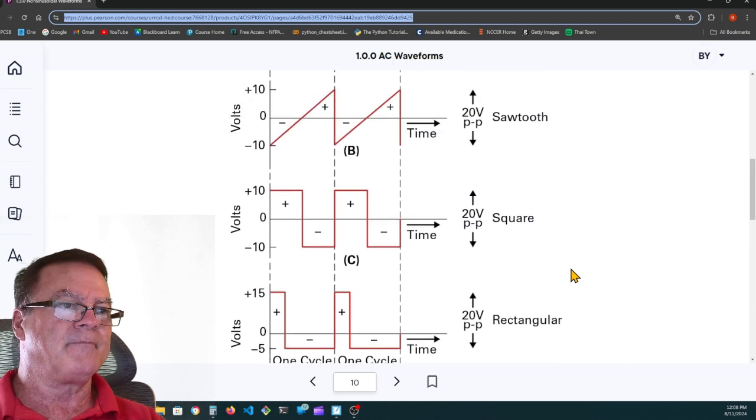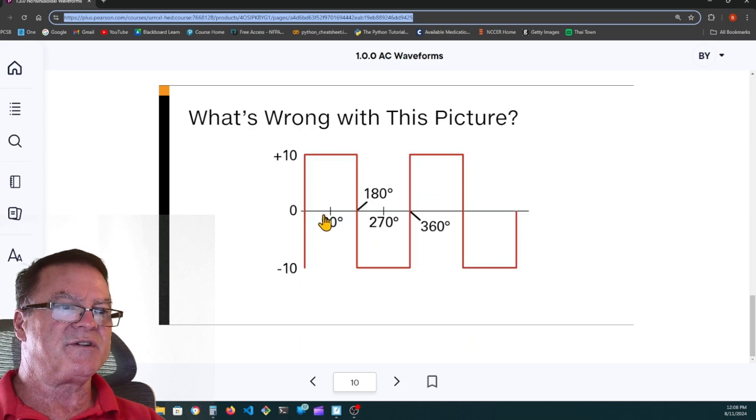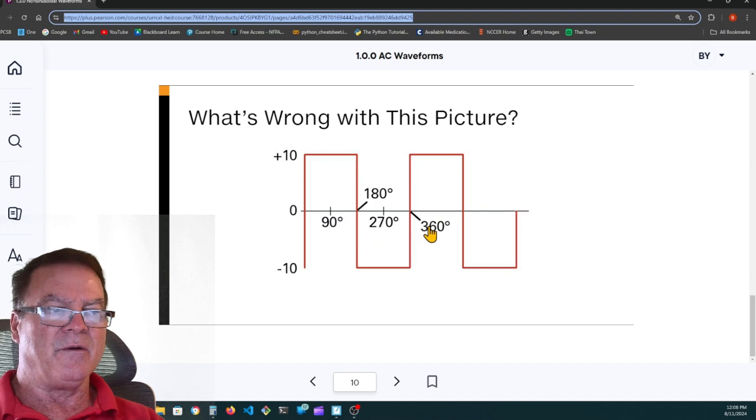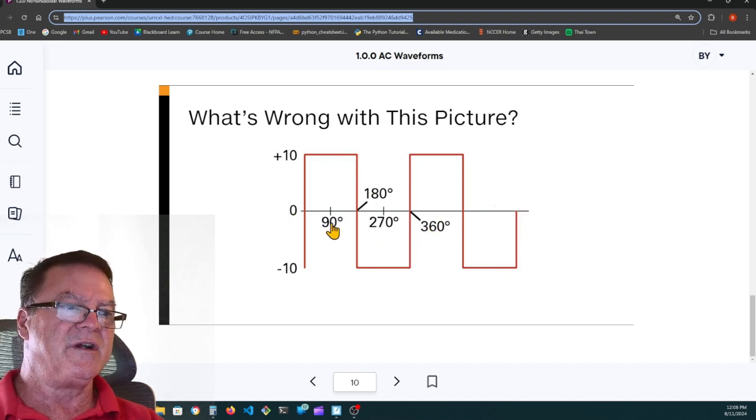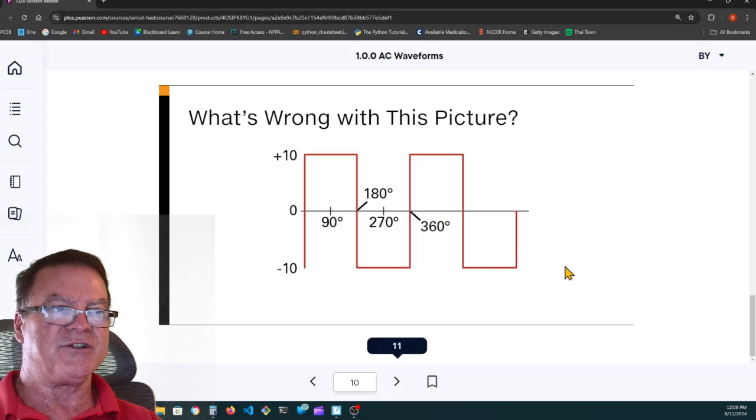Now, these do not have rotation. They're just values of DC in one polarity and then another polarity. It's a square wave. So that's why down here it says, what's wrong with this picture? Because they've written the number of degrees here. That's all. There's really nothing wrong with the picture. It's just the degrees. We don't need those. There's no angular motion. There's no degree of rotation. That's all.